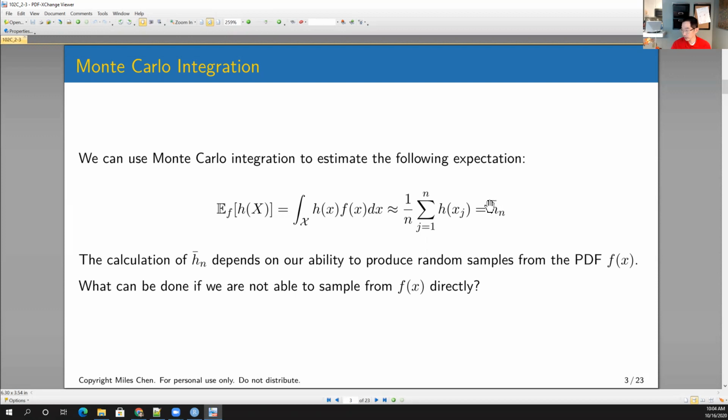Here we have h bar sub n. That's our Monte Carlo estimator, and in order to do this, we need to be able to produce random samples from f of x. Today's lesson is, what do we do if we cannot produce samples directly from f of x? Is there something that would work?